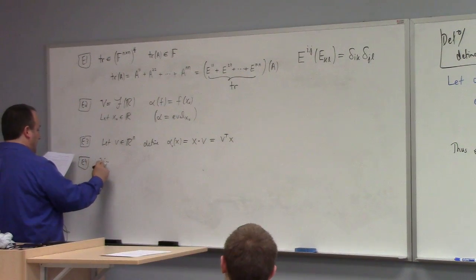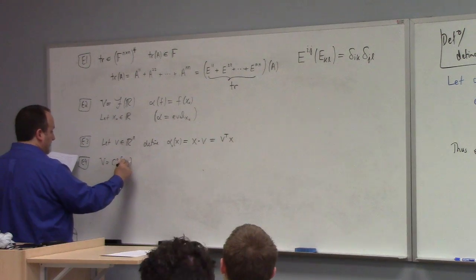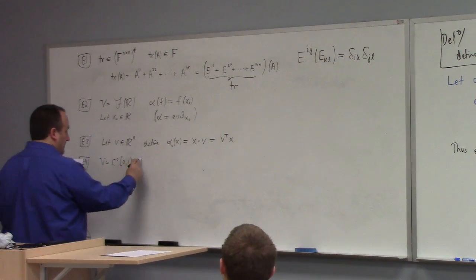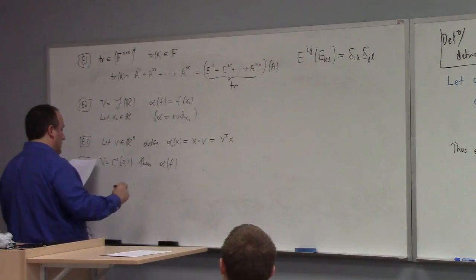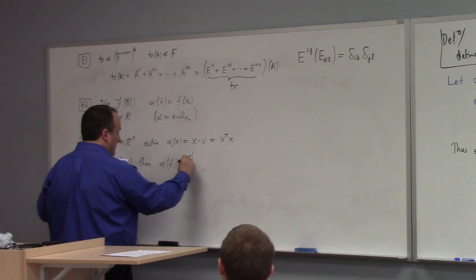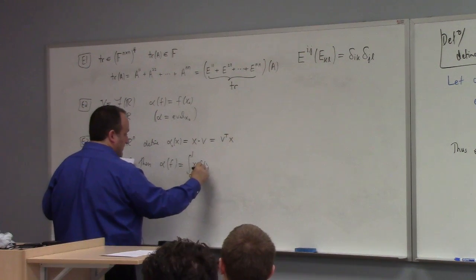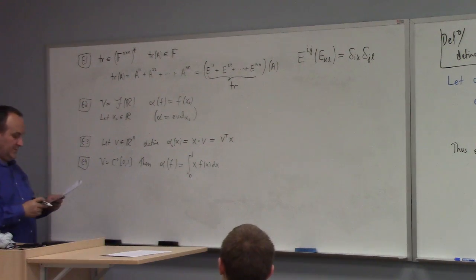But anyway, example 4. If we have V as the continuous functions on the closed interval from 0 to 1, then we can have alpha of f equal to the definite integral from 0 to 1 of x times f of x dx. All right.